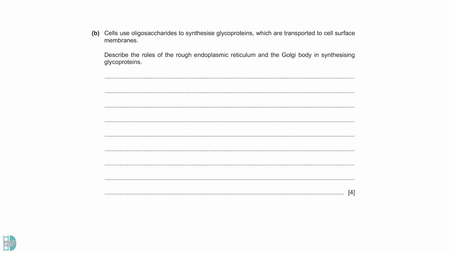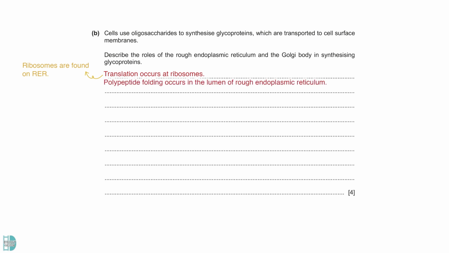B. Describe the roles of the rough endoplasmic reticulum and the Golgi body in synthesizing glycoproteins. Rough ER has ribosomes on its surface. Translation occurs at the ribosomes and polypeptide is produced. The polypeptide will fold in RER's lumen into its specific shape. The protein is then packaged into transport vesicles. The vesicles will transport the protein to the Golgi body.